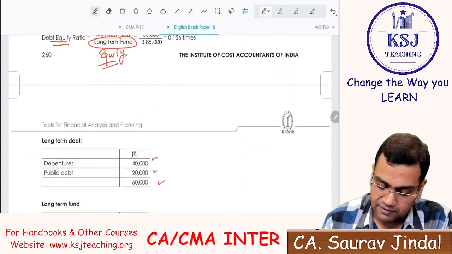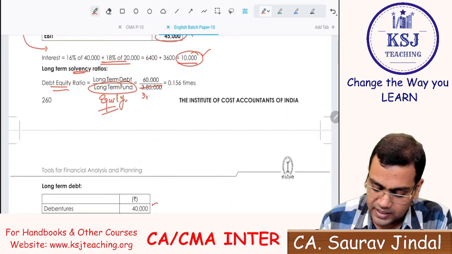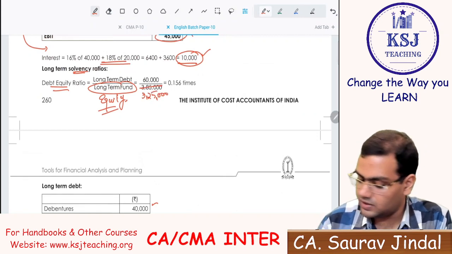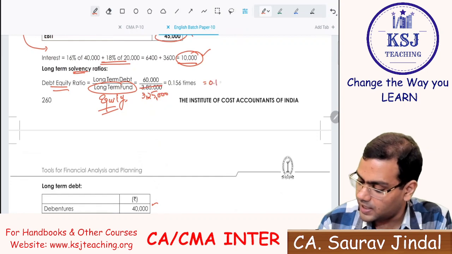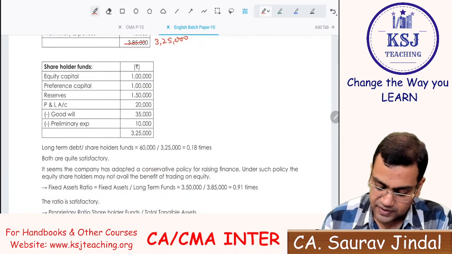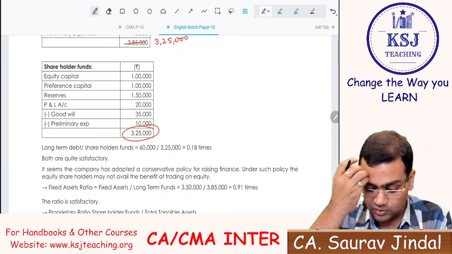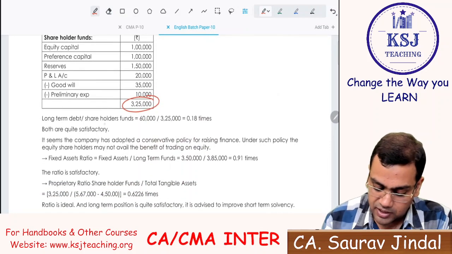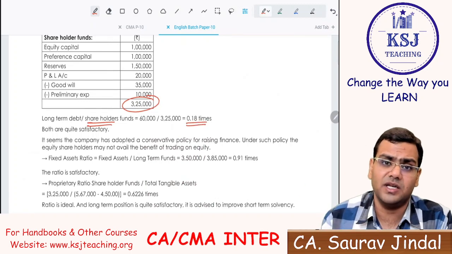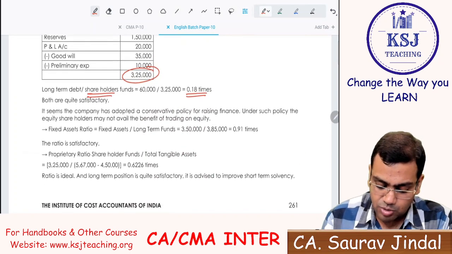So here we have to take 3,25,000 as equity. So this should be divided by 3,25,000. That comes to 0.185. Clear? Shareholders fund 3,25,000. This is what they have calculated, right? So long-term debt to shareholders funds, they have calculated 0.1 time. Actually, this is the debt equity ratio, sir. Both are quite satisfactory.